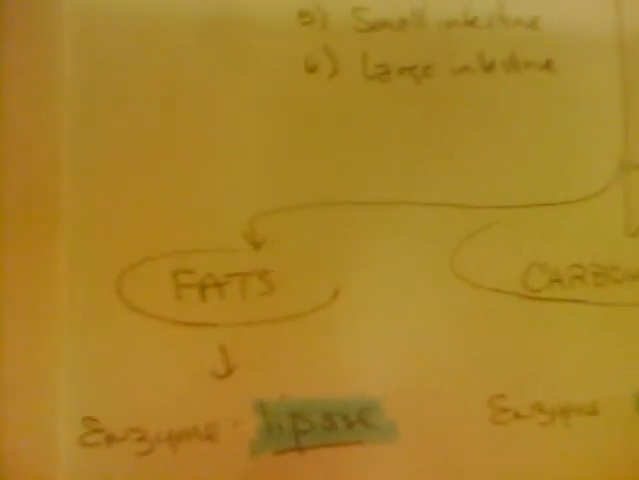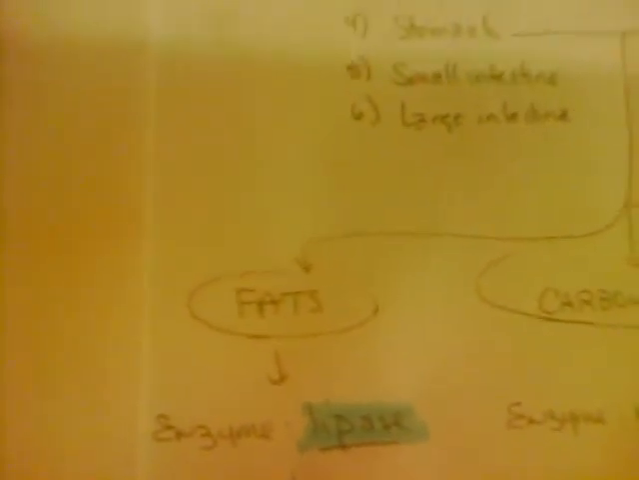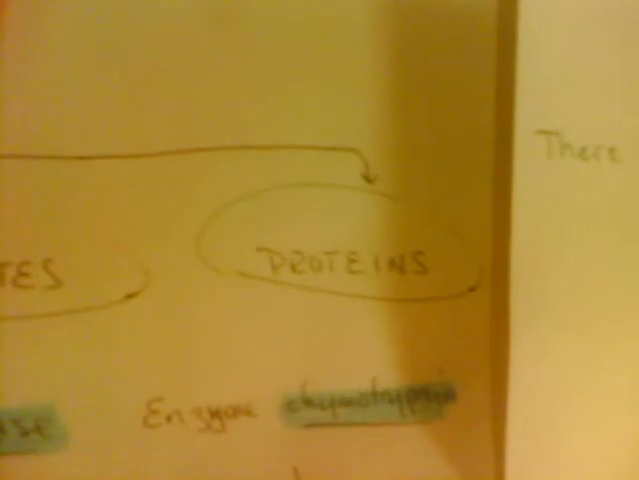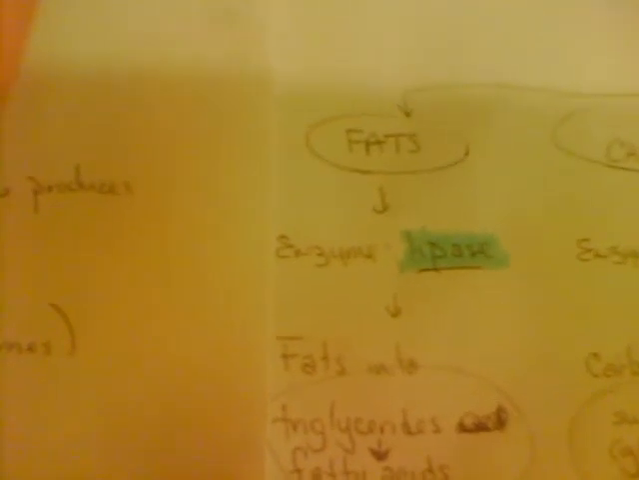Now, we've got what are called macronutrients. Macronutrients are taken in large quantities. Macronutrients, we're talking about fats, carbohydrates, and proteins. So let's talk about what's happening here. Now, remember we were talking about the stomach, and the stomach has the enzymes and it has the hydrochloric acid.